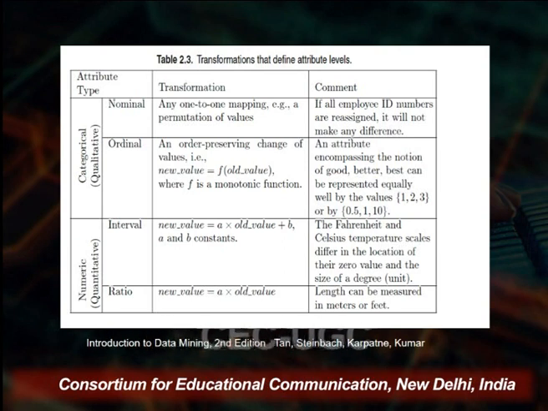Like for example, if we have the rating values of good, better and best, so instead of writing good, better, best, we are writing 1, 2 and 3, right, or we are writing 0.5, 1 and 1.5. So what is happening? The value is definitely going to be replaced by the new value, but still the meaning will remain the same because the ordering is preserved.